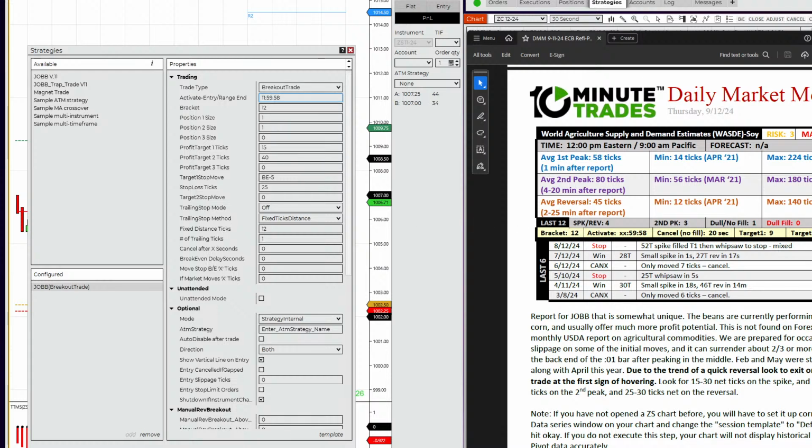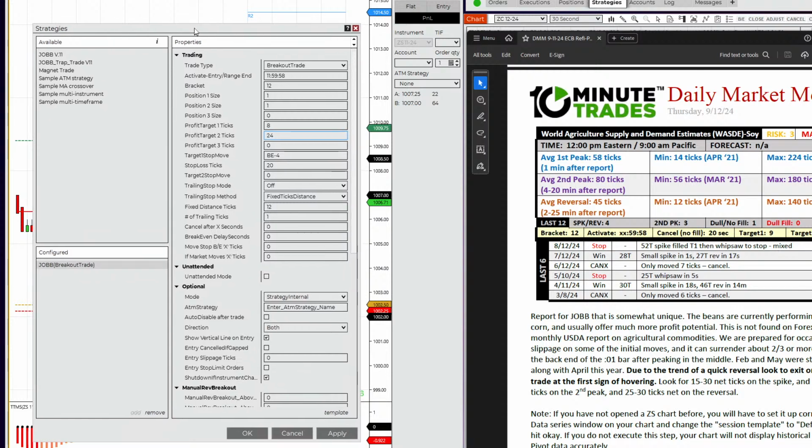And the bracket is 12, and we've got targets on the DMM of 9 and 21 with a stop of 20. I would definitely use the target one stop move, break even minus 5, or 4 is okay. And then choose your targets. Based on how this report has been moving lately, 9 and 21 on the DMM is fine.